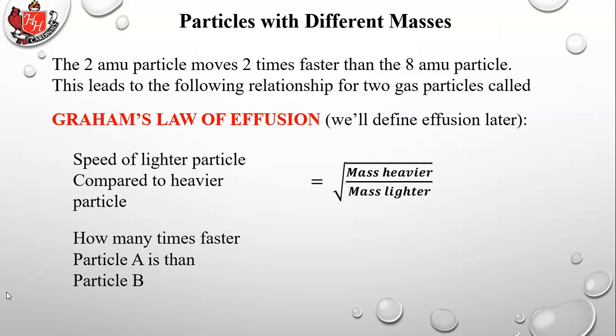So how many times faster is particle A than particle B in our last example? Well, the heavier particle was B, so you put that on top, that's 8. The lighter particle was A, you put that on the bottom. 8 divided by 2 is 4, and the square root of 4 is 2. And that's what we came up with for how much faster A was moving than B on the previous slide. 2 times faster. So that's what Graham's Law of Effusion does.